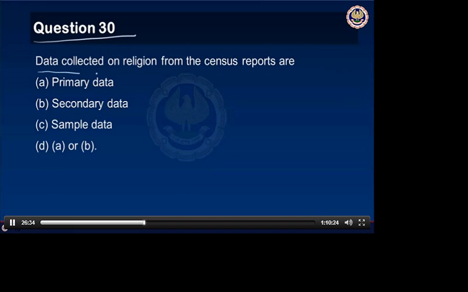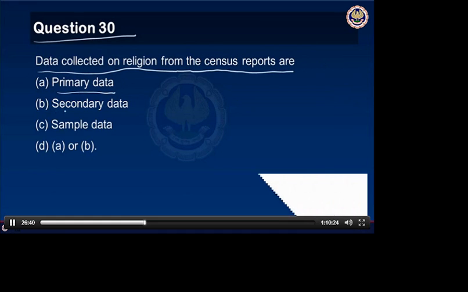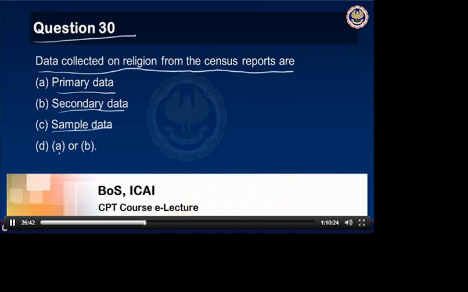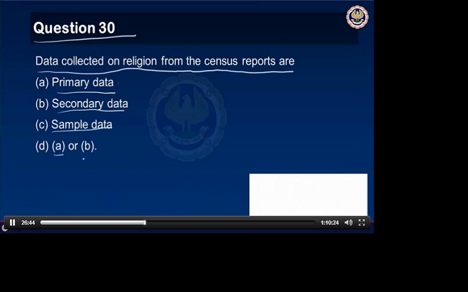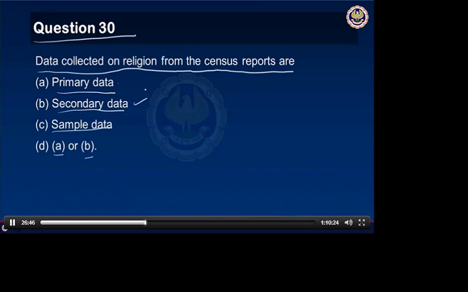The data collected on religion from census reports are: the options are primary data, secondary data, sample data, or A, which is primary data, or B, which is secondary data. So the question says data collected on religion from a census report. Is it primary data, secondary data, or sample data?